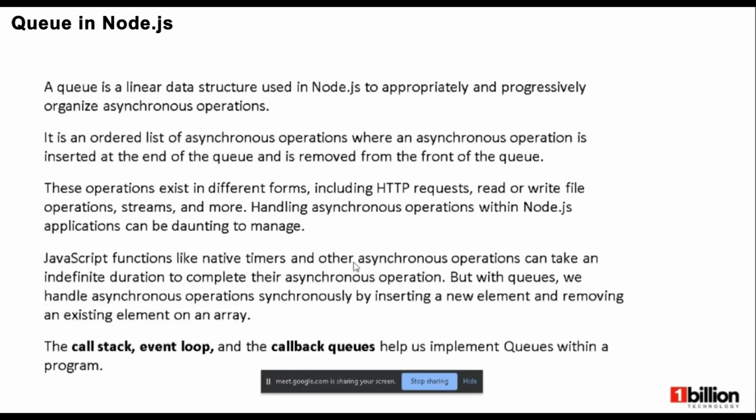Queue is a linear data structure used in Node.js to appropriately and progressively organize asynchronous operations. These are asynchronous operations where an operation is inserted at the end of the queue and removed from the front of the queue. Those operations exist in different forms, including HTTP requests, read or write file operations, streams, and more.